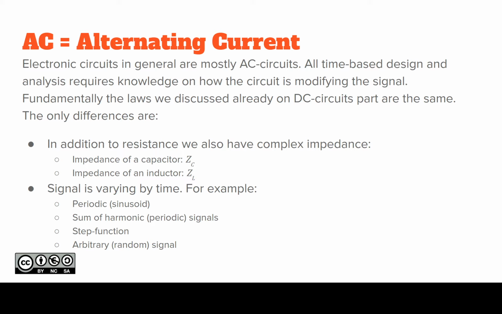And another one: in addition to those extra components, we also have signals. It can be thought that the signal is varying by time, so it could be periodic, a sinusoid. It could be a sum of harmonic periodic signals. For example, a square wave can be broken into sinusoids, the harmonic sinusoids.